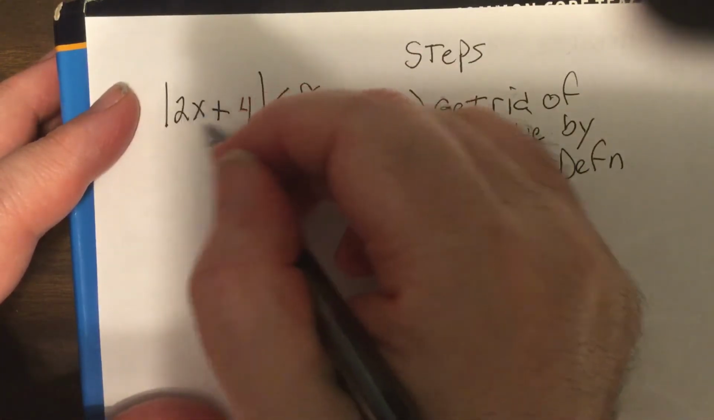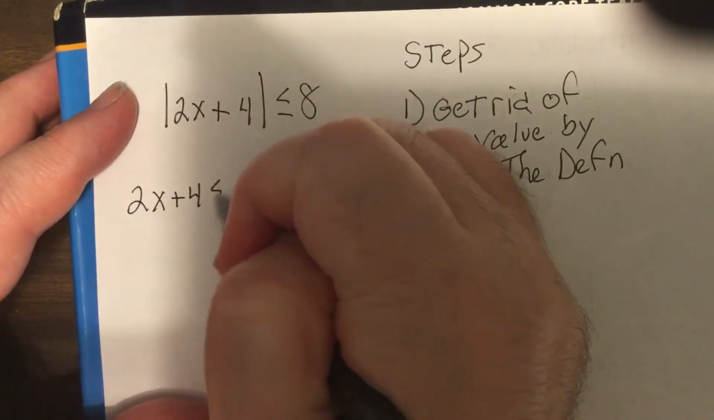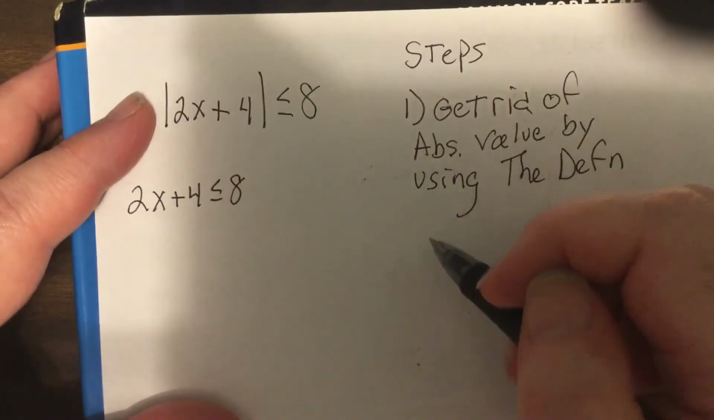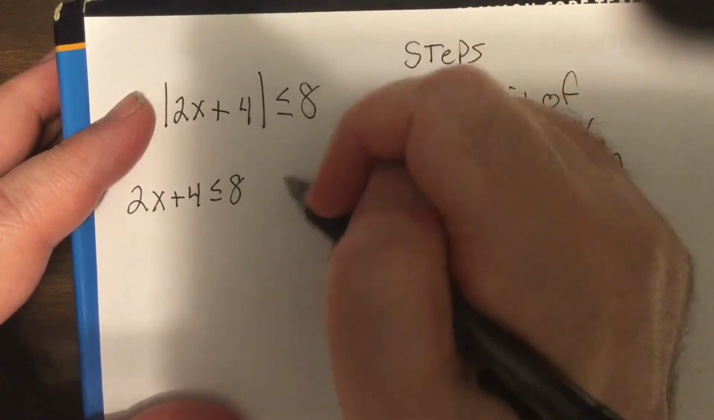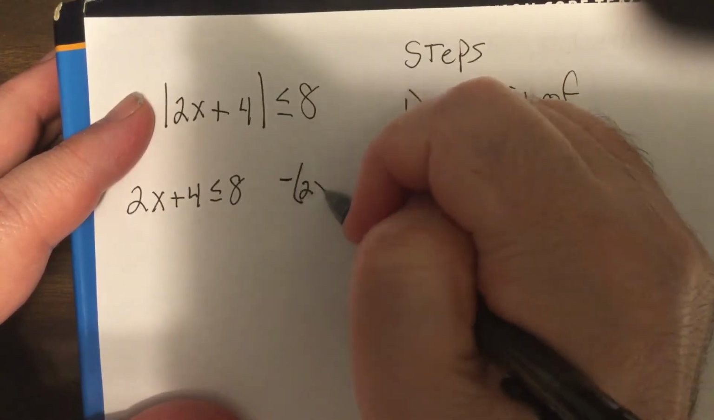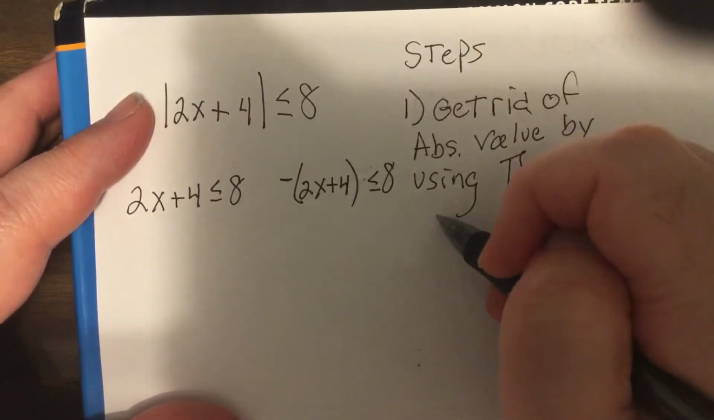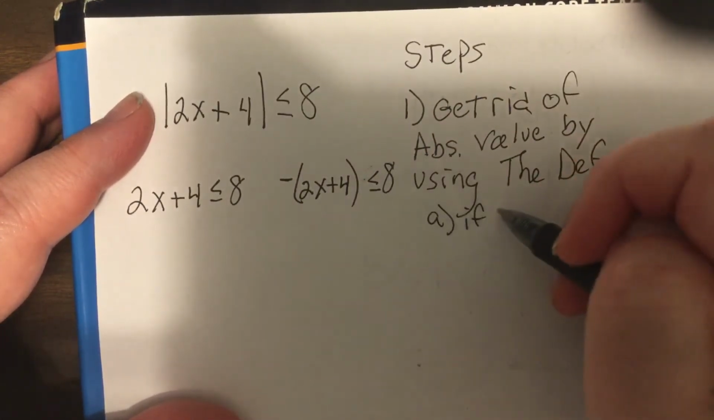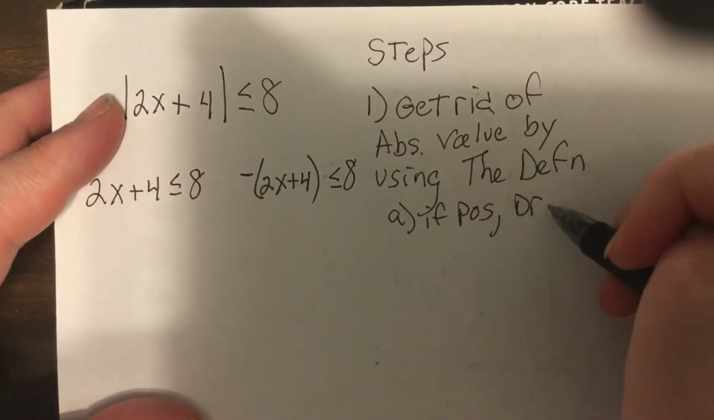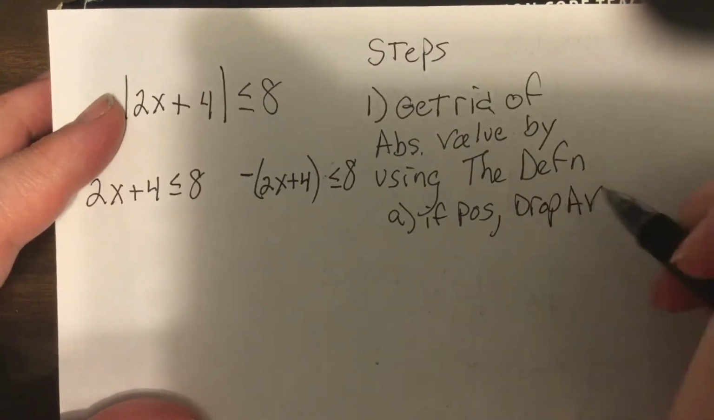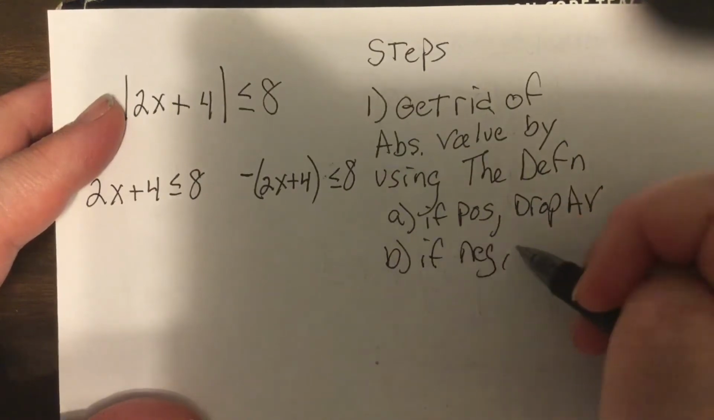So first, what if this inside is positive? The absolute value has no effect on it. But what if the inside is negative? Then you got to take the opposite. So if positive, drop absolute value. If negative, take the opposite.